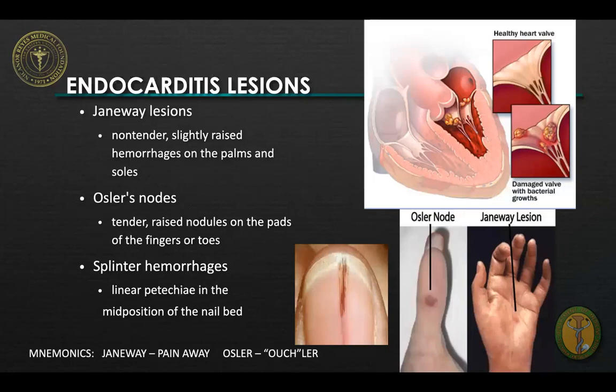Endocarditis lesions can also be seen on the extremities. The Janeway lesions of endocarditis are non-tender, slightly raised hemorrhages on the palms and soles, as seen in the figure, whereas the Osler's nodes are tender, raised nodules on the pads of the fingers or toes. Splinter hemorrhages are classically identified as linear petechiae in the mid-position of the nail bed and should be distinguished from the more common traumatic petechiae, which are seen closer to the distal edge.